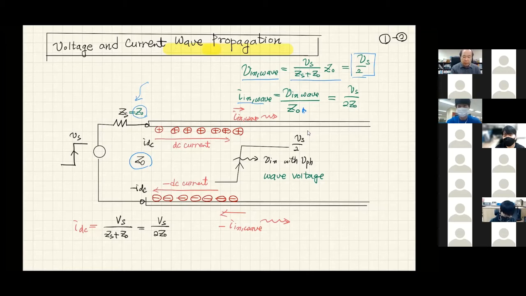Let's take a look at this moment when we have this transition at a certain physical point. This front transition will propagate at the speed of light. It is actually the speed of light in free space divided by the square root of the dielectric constant. So this transition will propagate at the speed of light.